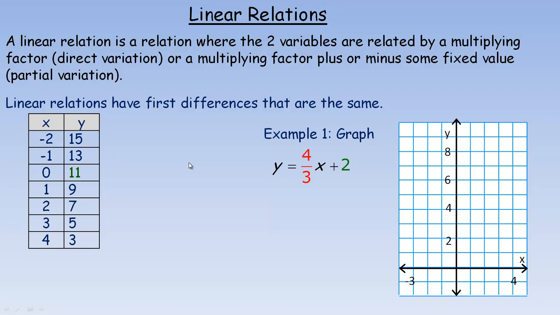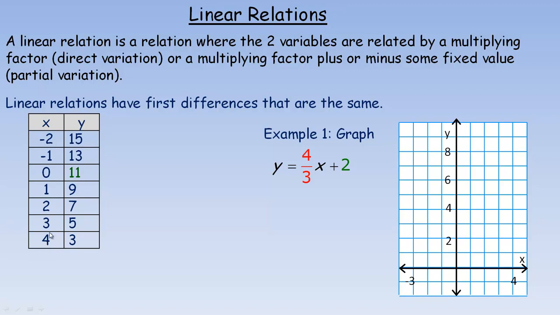So a linear relation is a relation where 2 variables are related by a multiplying factor, which is called a direct variation, or a multiplying factor plus or minus some fixed value, and that's called a partial variation. And linear relations, if you look at a table of values, have first differences that are all the same. So here's a linear relation, and notice that the x's are going up by 1. In order to tell what we're doing here, it's most convenient if they go up by the same amount, although there are ways to do it if they don't.